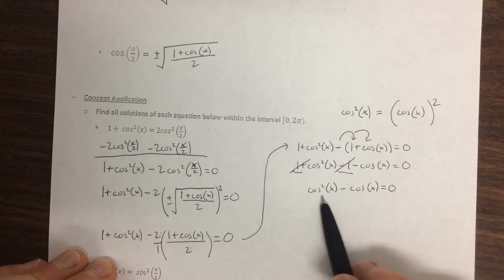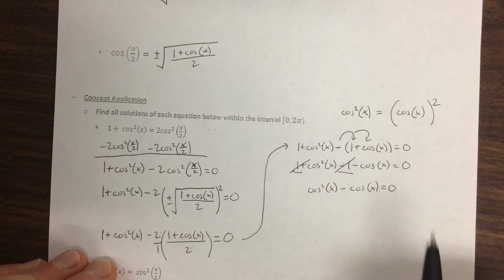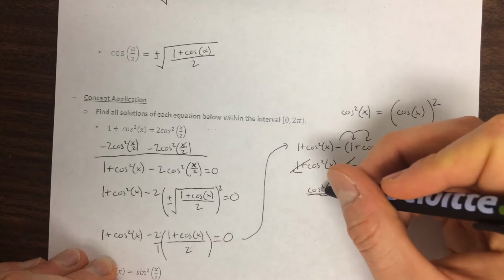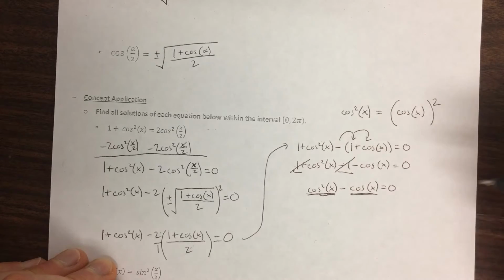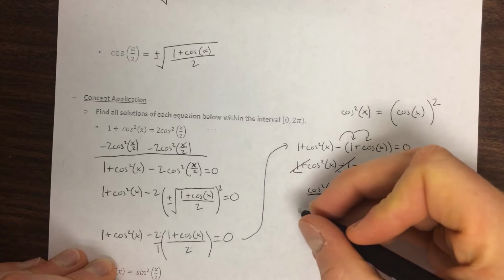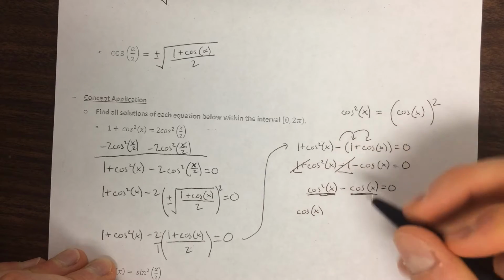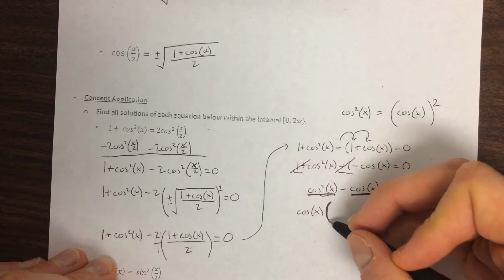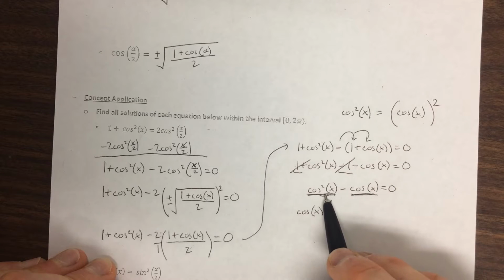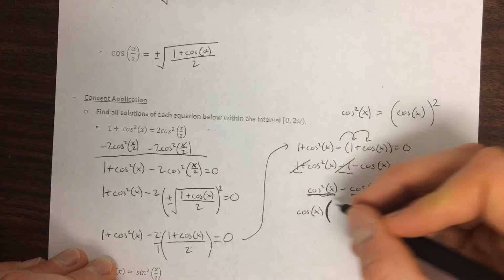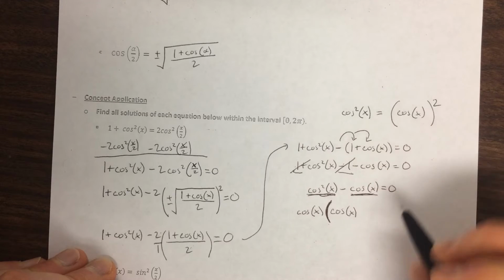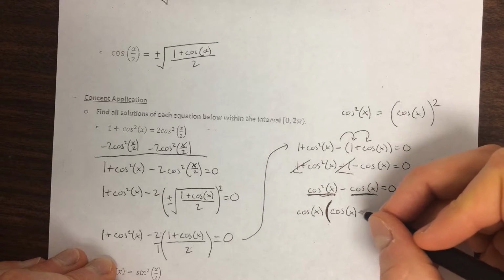Now it would be great if these would combine, but they can't. You have something squared and something on its own, just cosine. So they won't combine. However, what we can do is they each have a cosine. Really, this is cosine times cosine. Here, this is just cosine. So if both terms have a quantity in common, we can factor that quantity out. So I'm going to factor a cosine out. This term would be cosine x. I factored this out, so I'm just left with 1.